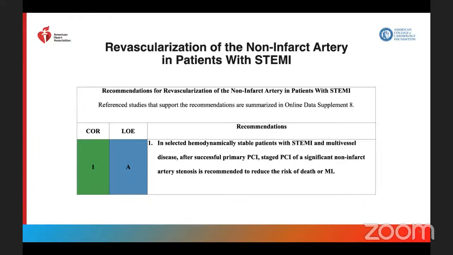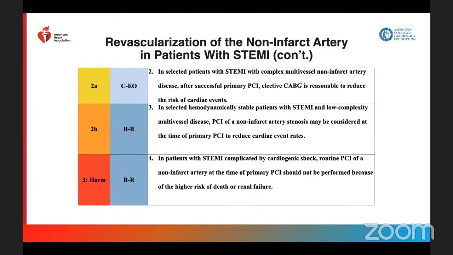Revascularization of the non-infarct artery in patients with STEMI. One, in selected hemodynamically stable patients with STEMI and multivessel disease after successful primary PCI, staged PCI of a significant non-infarct artery stenosis is recommended to reduce the risk of death or MI. It's class 1. Two, class 2A: in selected patients with STEMI with complex multivessel non-infarct artery disease after successful primary PCI, elective CABG is reasonable to reduce the risk of cardiac events. Three, it's class 2B: in selected hemodynamically stable patients with STEMI and low-risk multivessel disease, PCI of a non-infarct artery stenosis might be considered at the time of primary PCI to reduce the cardiac event rate.